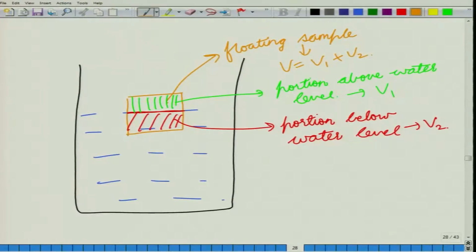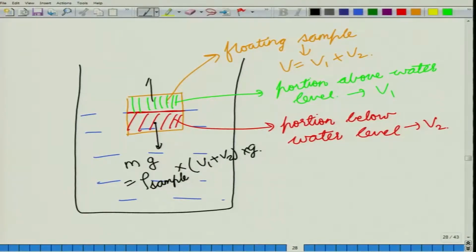Now let us draw a free body diagram for this piece of sample. So what are the forces that are acting downwards? The downward acting force is mass into g. So m is the mass of your sample, so it is m into g. Now m into g is given by the density of the sample, rho of sample, into its volume. The volume is given by V1 plus V2, into g. Now this is the force that is acting downwards.